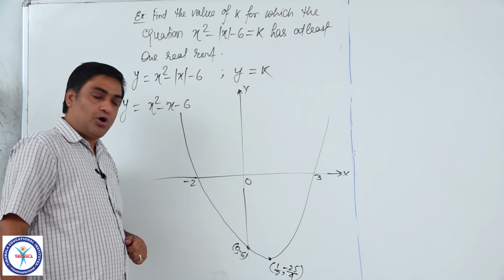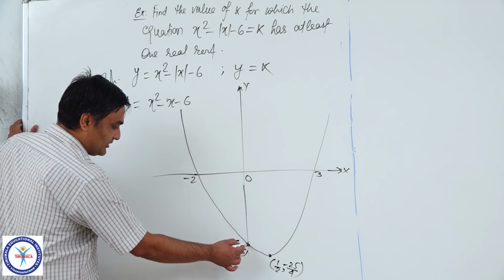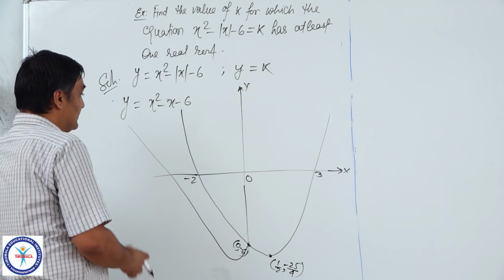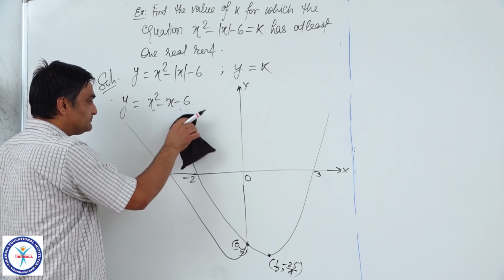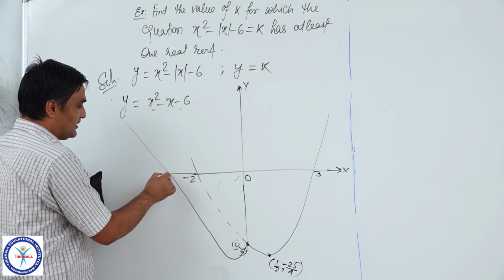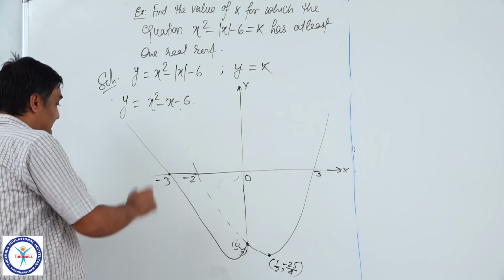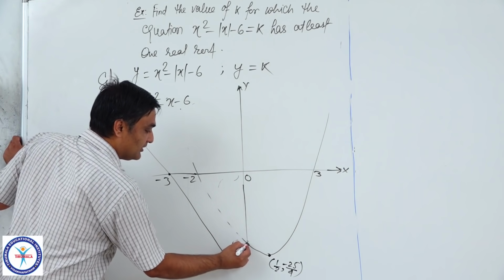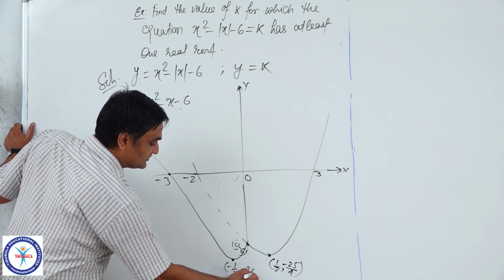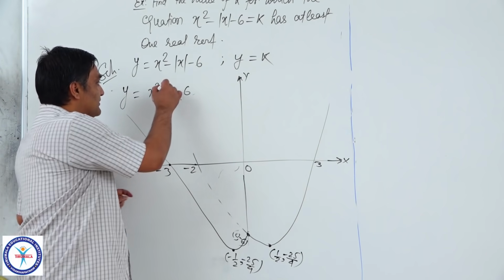For a mod sign on x, neglect the left portion and draw the mirror image of the right portion. And neglecting the left portion means this portion we have neglected. And this point now will be -3. Okay? So now this is the graph of, remember, this one. What is this point? -1/2, comma -25/4. This graph is now completed.